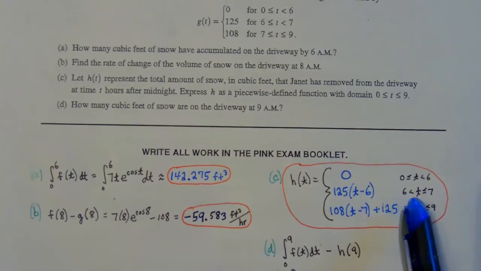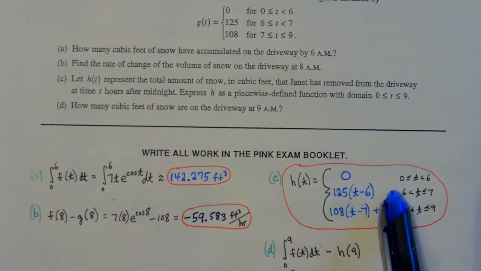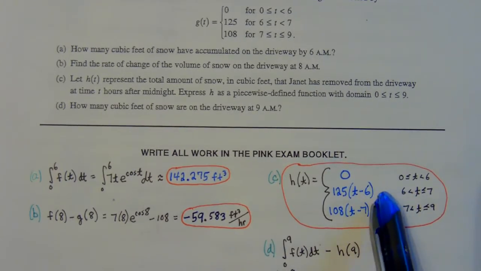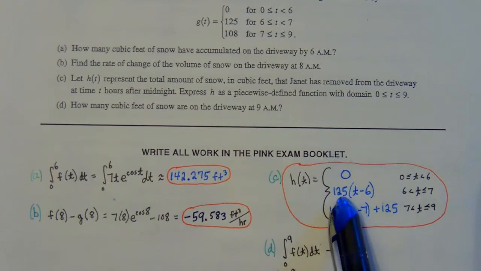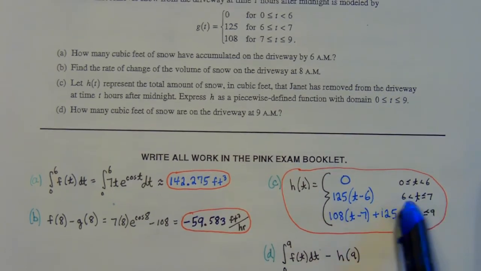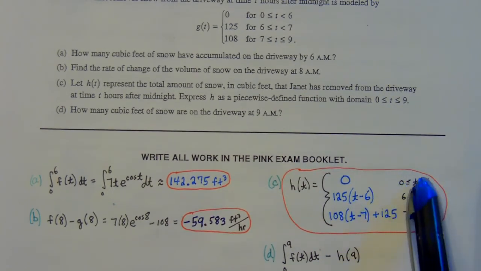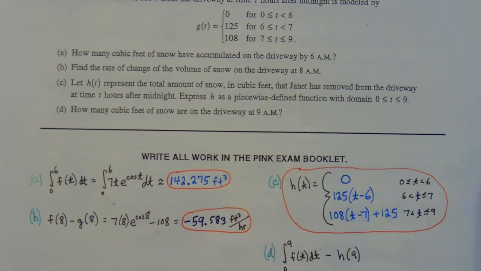So that's why I said the initial amount is 0. She didn't remove any snow yet, and then she started removing the snow at a rate of 125. But that was only between 6 and 7. So you have to subtract out those 6 hours leading up to that. Now it makes sense.